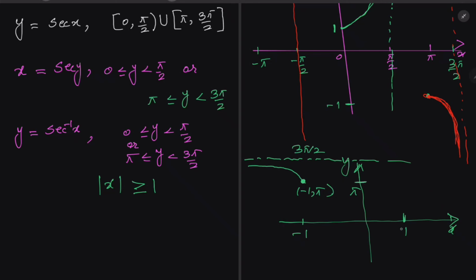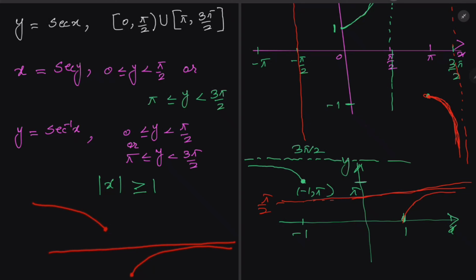On the other hand, when x is 1, the value is 0. So we have a graph like this, and it should not cross pi by 2. It should not cross pi by 2. This is the rough plotting. So it looks like this, something like this, and then we have something like this. This is a horizontal line, this is another horizontal line. So that's how the graph looks.